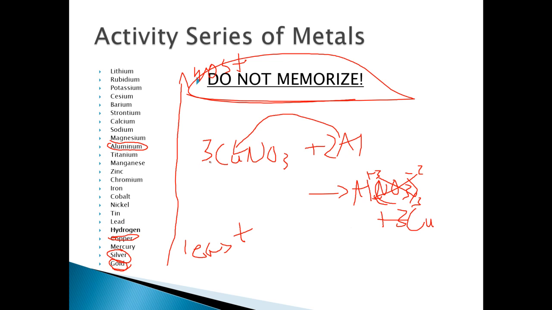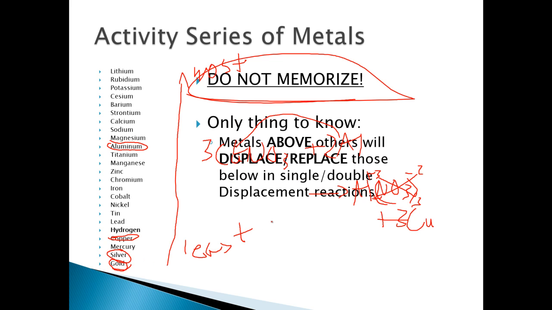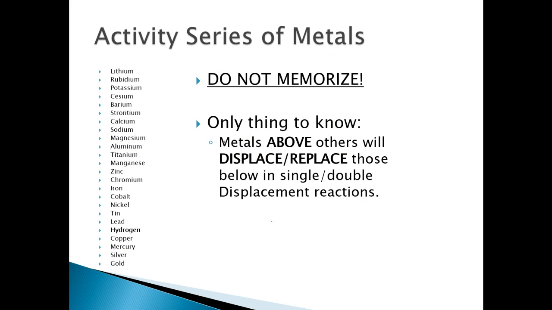That's your first miscellaneous thing, and that applies to single and double replacement, where anything up here will replace anything down here. Okay. So here it is in writing, in case you need to write it down. The only thing you need to know: metals above others will replace those below them in single and double replacement reactions. The higher up on the list, the more reactive, so the more likely it is to replace them.